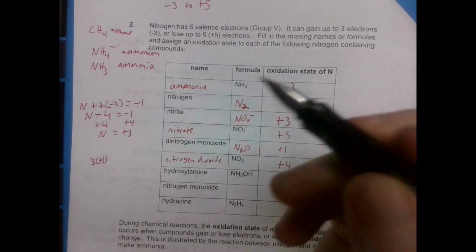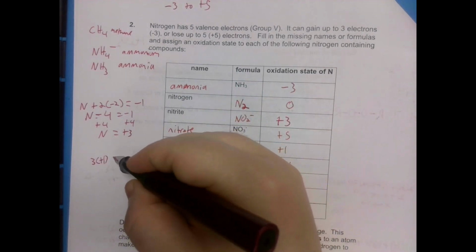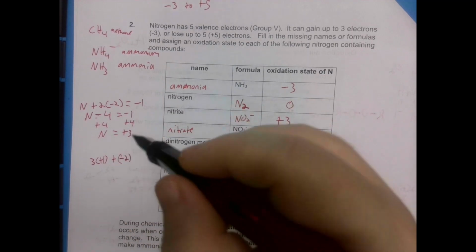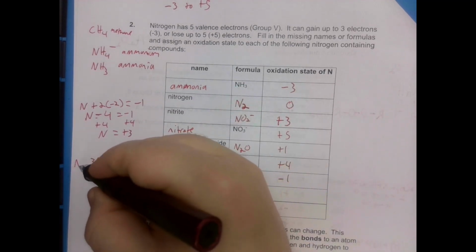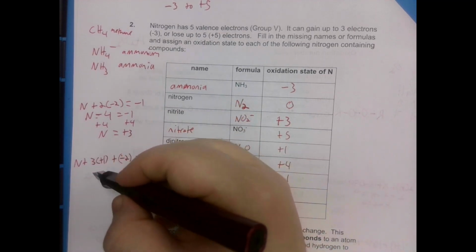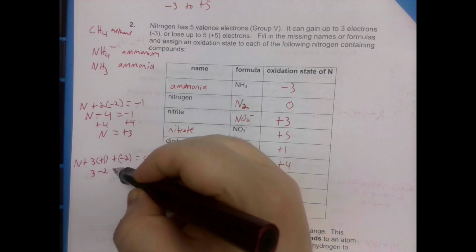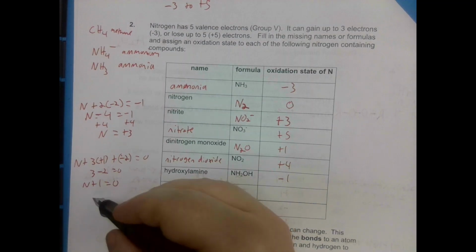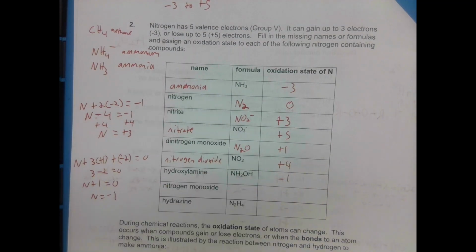I think hydrogen is a +1. Oxygen is a -2. And we get nitrogen plus that is equal to 0. So that'd be 3 minus 2 is equal to 0. So that'd be n plus 1 is equal to 0. And moving it over, n equals -1. Assuming all the hydrogen is +1 and the oxygen is -2, nitrogen has to be -1.